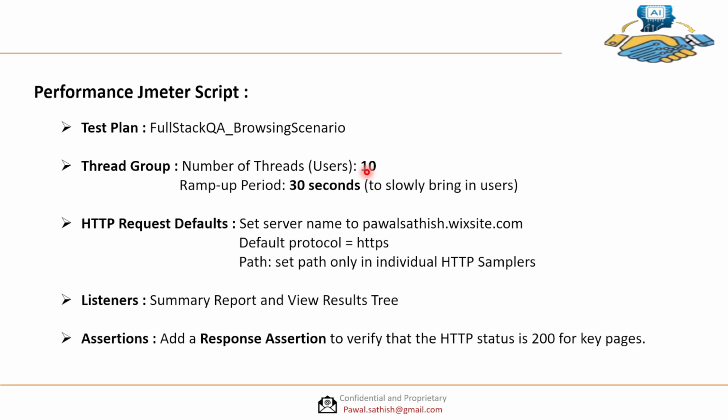The HTTP request will be sent over HTTPS, and we'll also give the path. For listeners, we use the summary report and view results tree. And as I mentioned, we also add assertions, just to verify the HTTP status is 200 for key pages. Okay, let's move to JMeter.